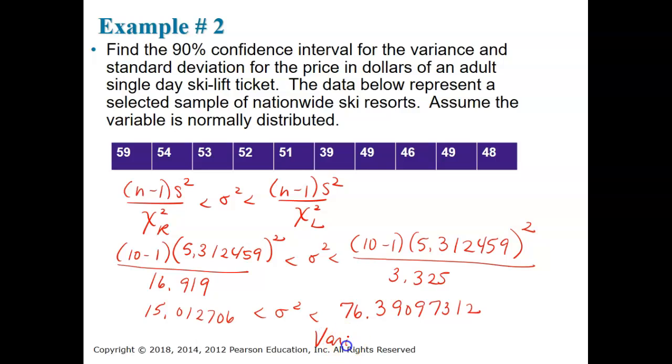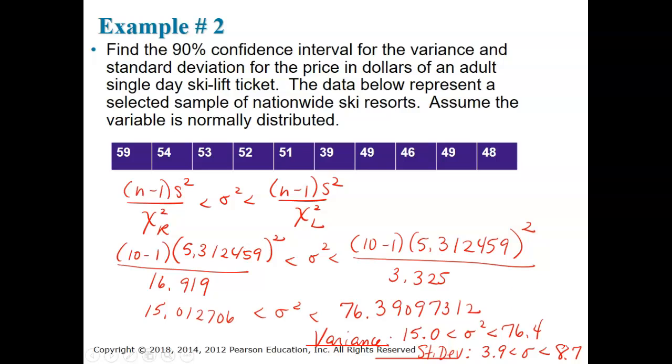Once I get to this point, I'm pretty much ready to go ahead and write my answer. For the variance interval, I just need to round this appropriately. These are whole numbers, so I want to go 1 decimal place more than that. So I'm going to have 15.0 and 76.4. For the standard deviation, I need to take the square root of these. If I take the square root of 15.012706, I'm going to get 3.9. And then if I take the square root of the other number, I'm going to get 8.7.